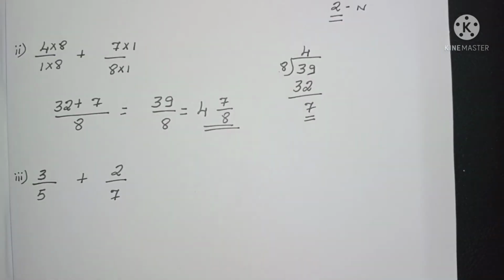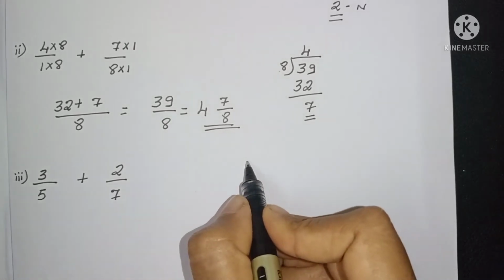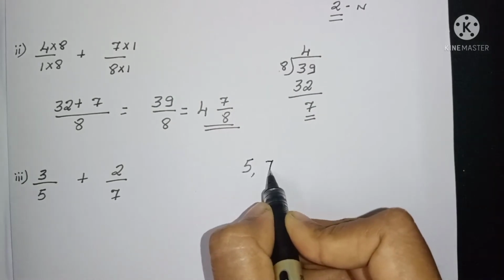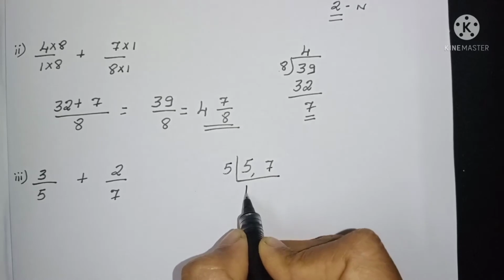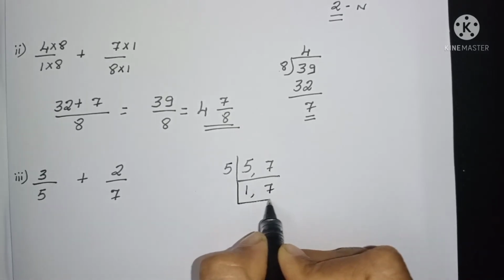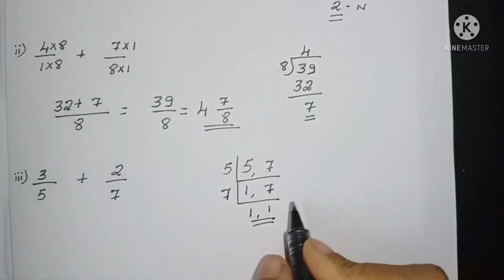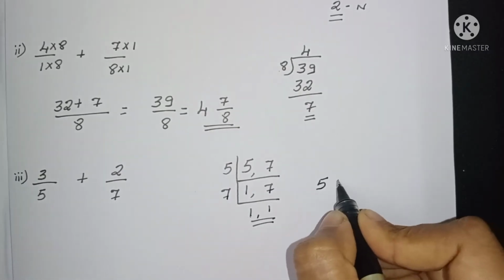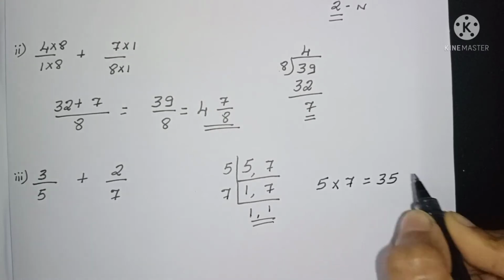Third question, 3 by 5 plus 2 by 7. Here both are in terms of fractions. So first we will take the LCM of the denominators, that is 5 and 7. When you divide, 5 ones are 5, we can't divide by 7. So 7 as it is we should write. Next 7 ones are 7. So when you multiply 5 into 7, 5 sevens are 35.